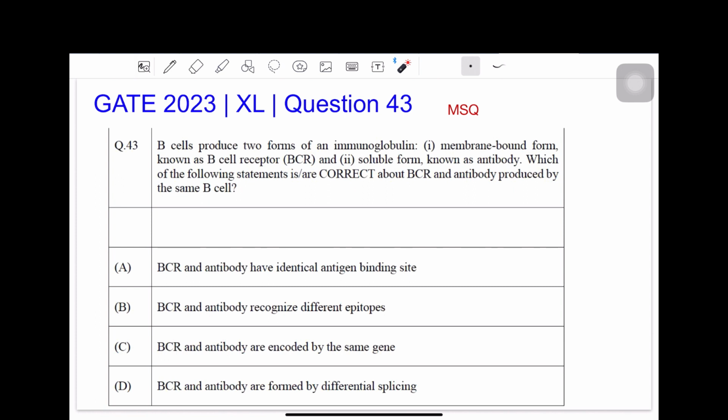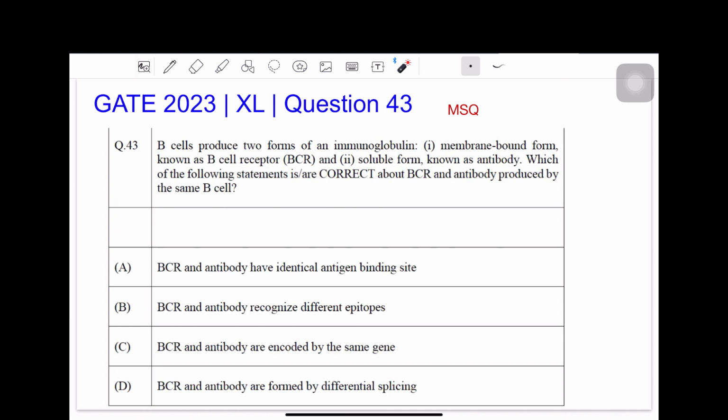So the question states, B cells produce two forms of immunoglobulin, a membrane-bound form known as B cell receptor and its soluble form known as antibody. Which of the following statements is or are correct about BCR and antibody produced by the same B cell?